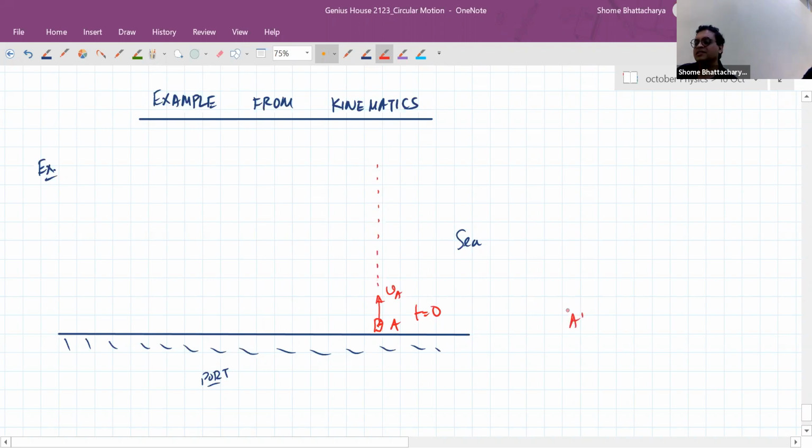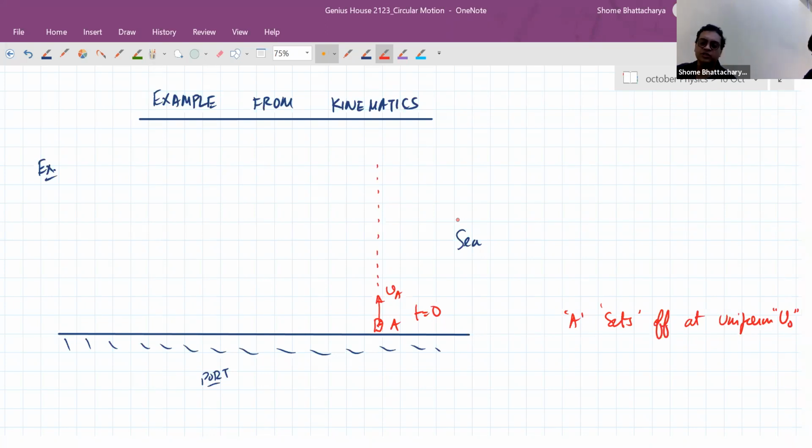So A sets off at uniform v0. Now, Janvi, again, you will contradict me and say how it's possible for an object to straight away set off at v0. And the answer is yes, it is not possible. It has to accelerate for some time. But let's assume it's a small speed, or somebody has kicked it, so a sharp impulse acts and it achieves that speed va, and goes at that constant speed va along the straight line shown in the diagram.